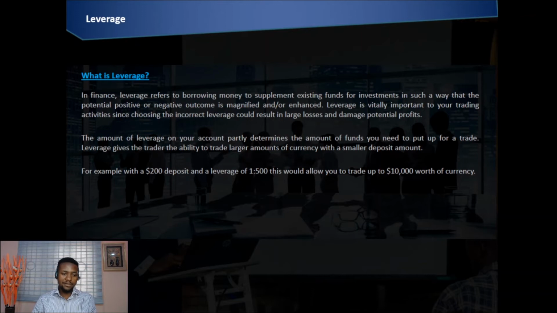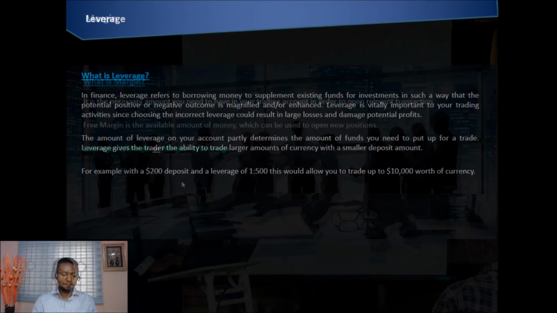Now, the amount of leverage on your account partly determines the amount of funds you need to put in for a trade. Leverage gives you, the trader, the ability to trade larger amounts of currency with smaller deposits. So leverage is a two-edged sword. It can help you make a lot of profit. It can also make your account go down to zero. So in selecting your leverage, make sure you are careful. Make sure you don't try to make fast money within a short period.